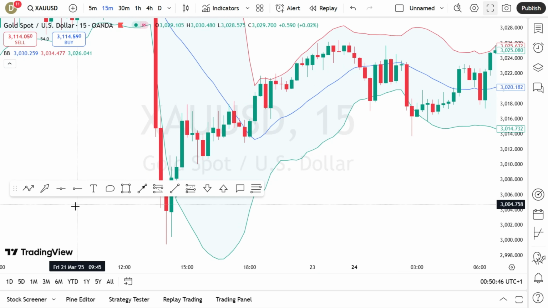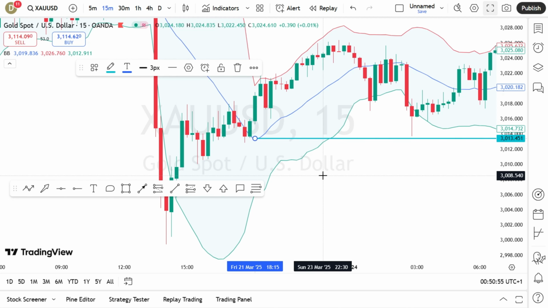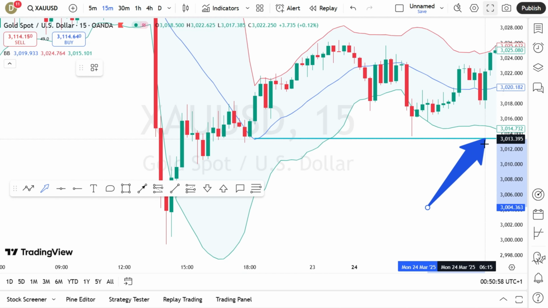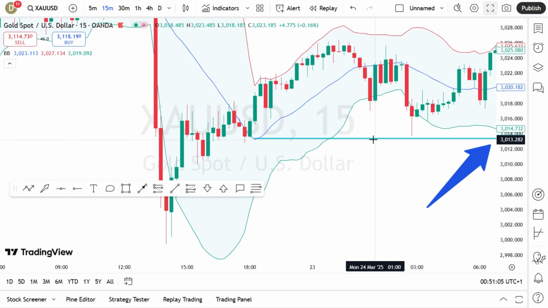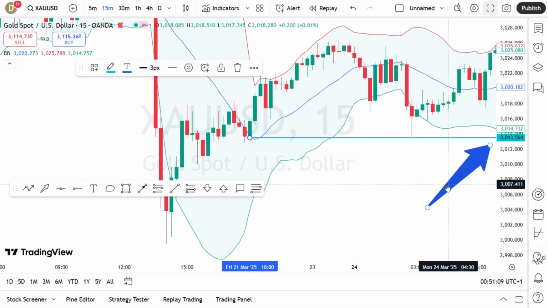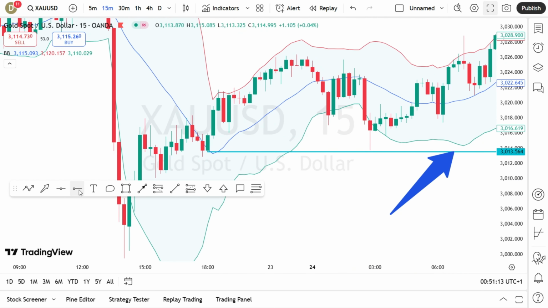You are going to use the horizontal ray. Take note of this: the horizontal ray. So you select your horizontal ray, you put it on the middle band. The price attached to the horizontal ray is your TP1. Take note of it. You select your horizontal ray again, you put it on the upper band.